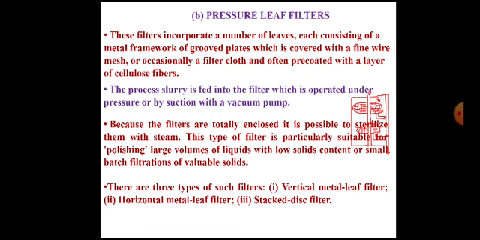That is the advantage. This type of filter is particularly suitable for polishing of large volumes of liquids with very low solid content, or small batch filtrations of valuable solids. So for the refining or polishing process, once the fermentation broth is processed earlier in order to decrease the content of solids, then further polishing can be done by using this pressure leaf filter. There are three types of such filters: vertical metal leaf filter, horizontal metal leaf filter, and stacked disk filter.